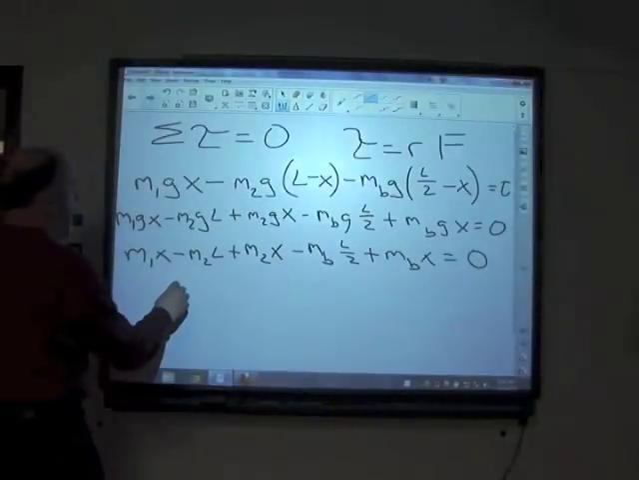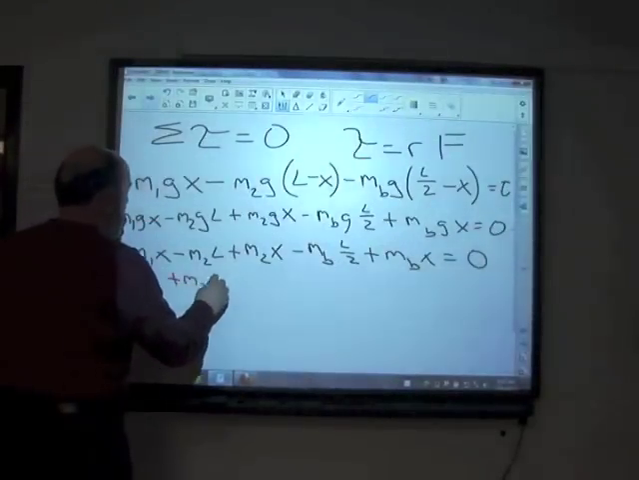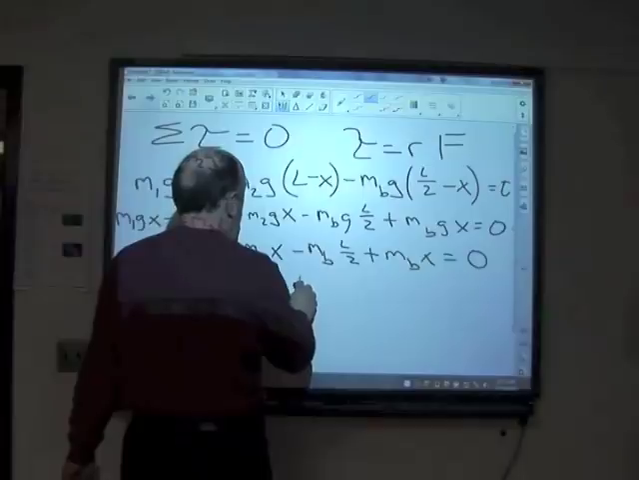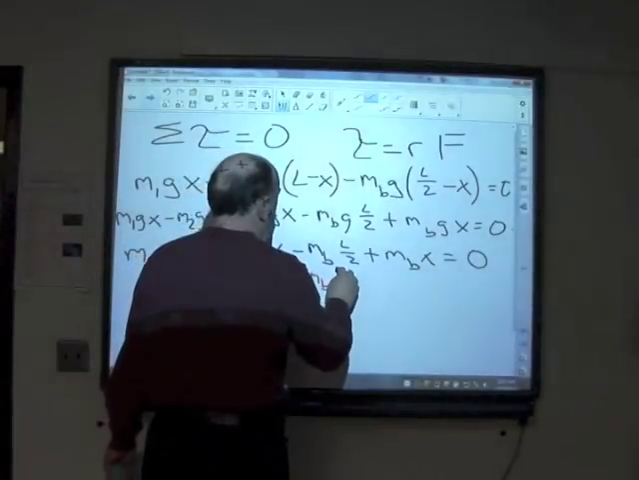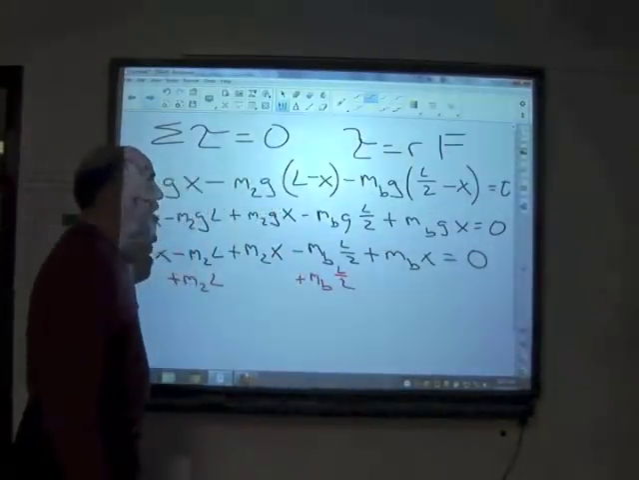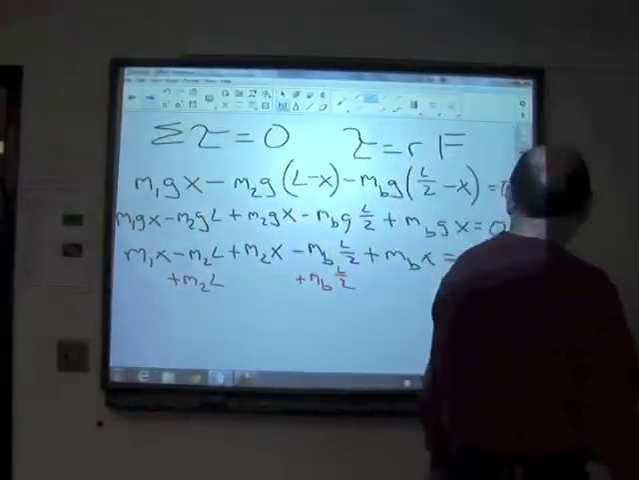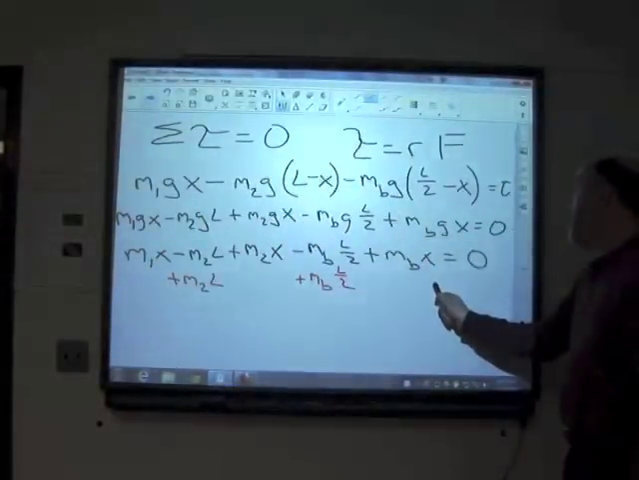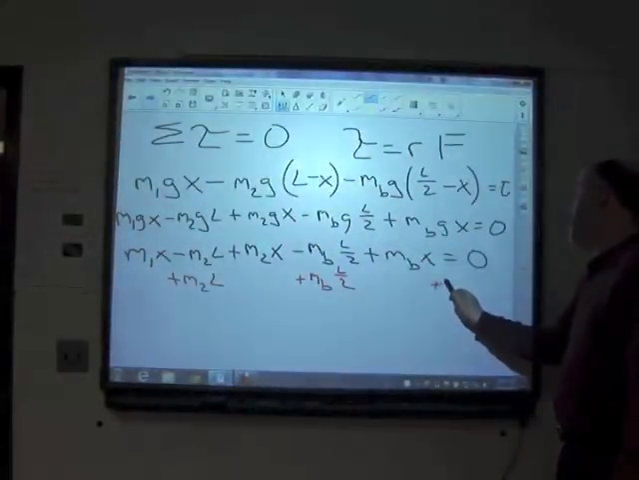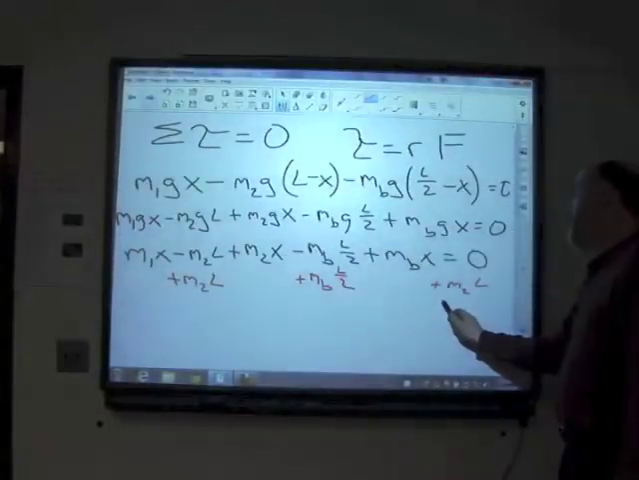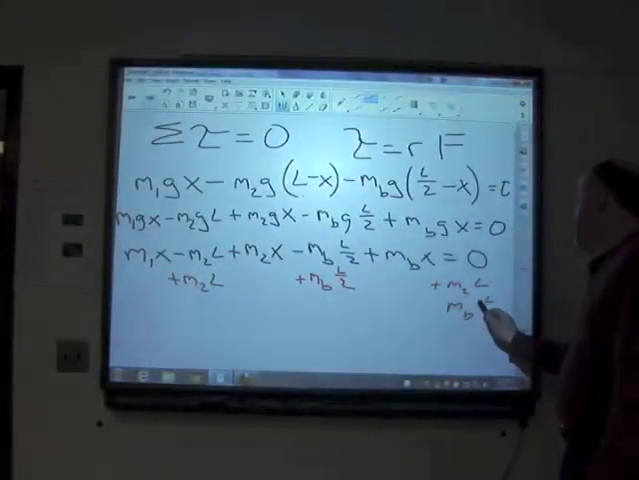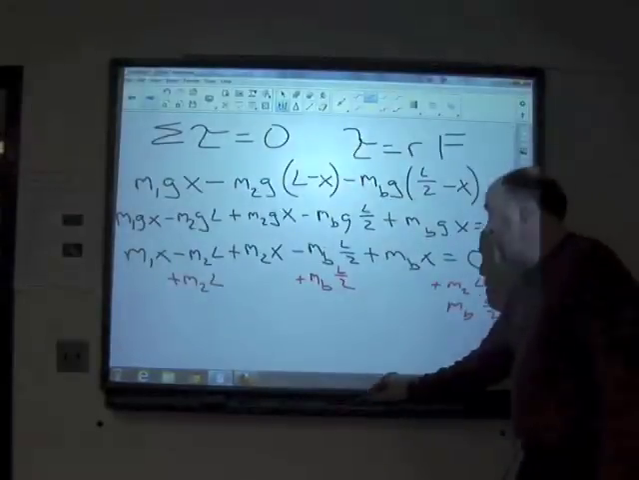And so I can do that by bringing this to the other side, and bringing this to the other side, and whatever you do on one side of the equation, we have to do to the other side. And so over here, we're going to add M2L and the mass of the board, 2.